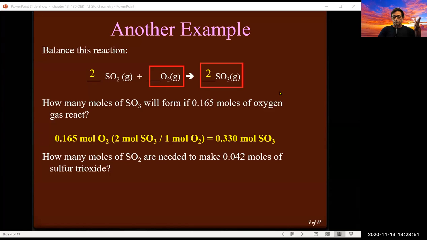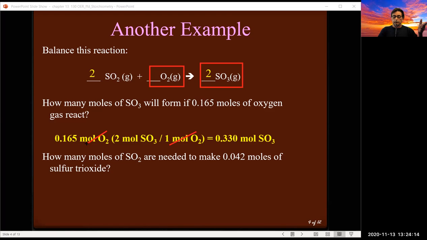And so we, just like the previous examples, we write down 0.165 moles of oxygen is what we are given. Okay? We use the mole ratio of 2 to 1, sulfur trioxide to 1 oxygen. And so notice that our units again cancel out. Okay?